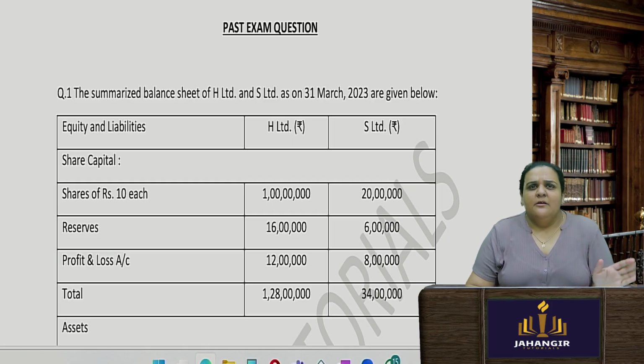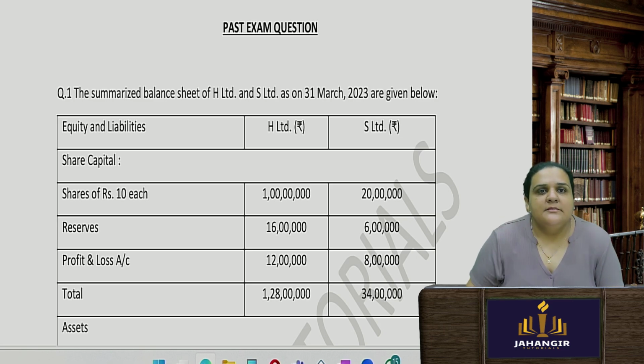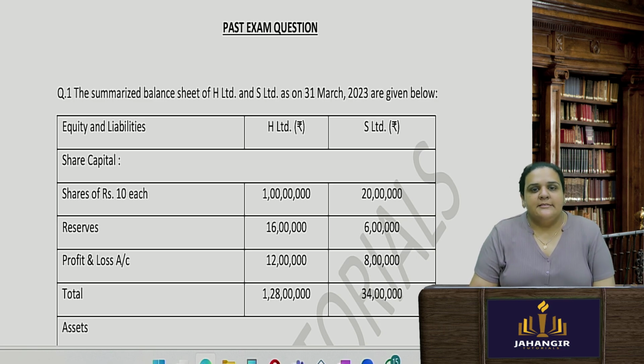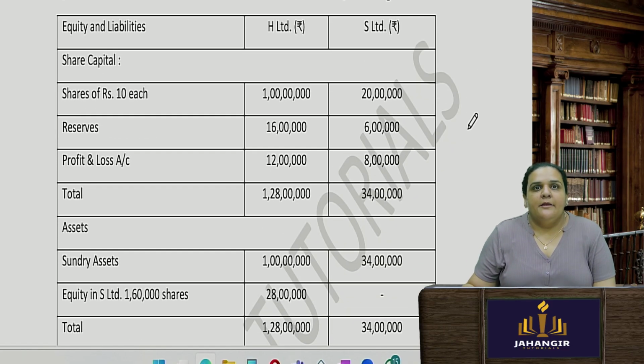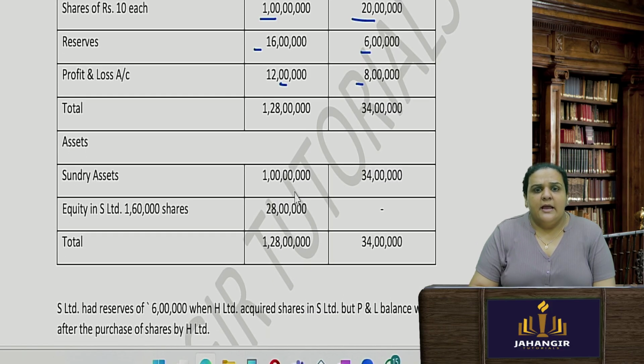Same thing again. Calculate cost of control, minority interest, same thing. The summarized balance sheet of H Limited and S Limited as on 31st of March 2003 is given below. Equity share capital of rupees 10 each. This is 1 crore 20 lakhs, so 2 lakh shares and 10 lakh shares. Reserves 16 lakhs, 6 lakhs. PNL 12 lakhs, 8 lakhs total. In assets, they have sundry assets 1 crore and 34 lakhs of S.